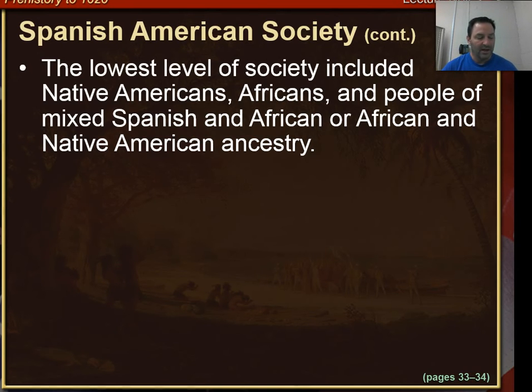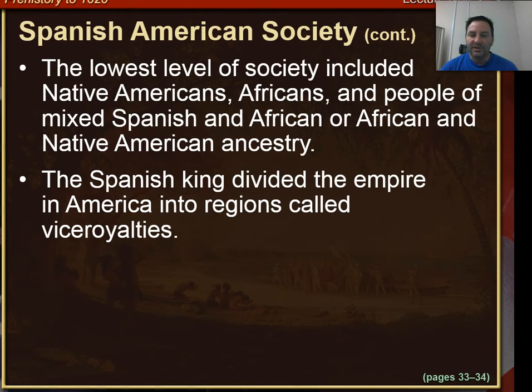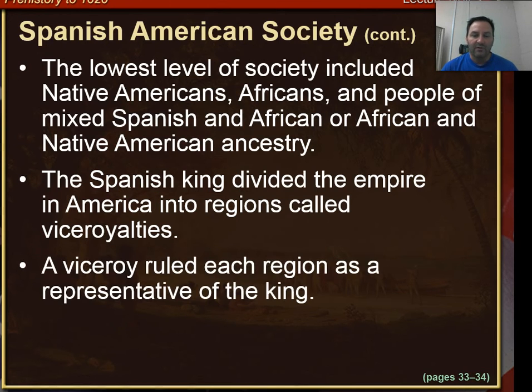The Spanish king divided the empire in America into regions which he called viceroyalties. A viceroy ruled each region as a representative of the king.